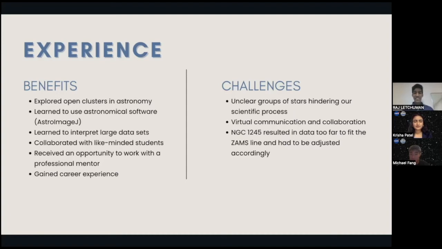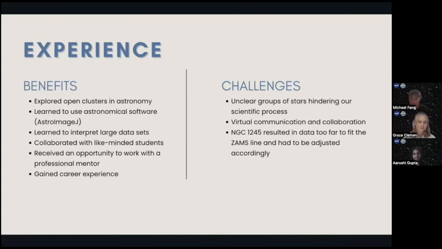Now, the third thing is we learned how to interpret large data sets. The five of us interpreted over 400 stars, and we corrected for reddening. We graphed these scatter points, and collaborated with like-minded students, and we also received the opportunity to work with an amazing professor. Miss Kuper is a PhD student. She works at Caltech. She's also worked in high school, and she's an amazing mentor.